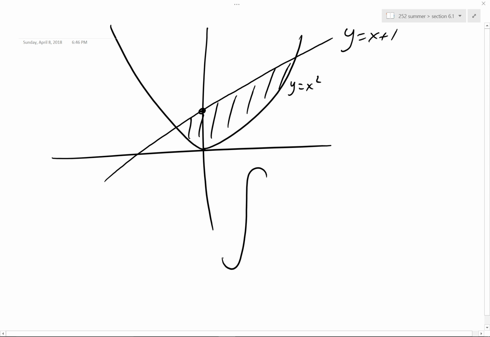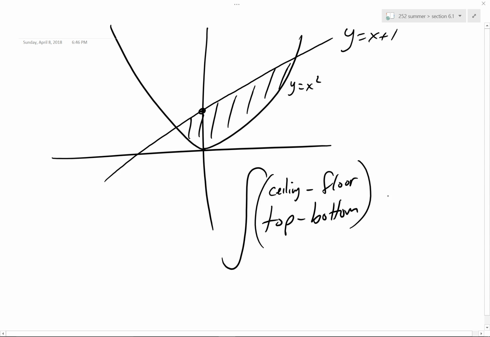Well, what I'm going to do, and I like to write this way, is take the top function minus the bottom function. Or if you prefer, ceiling minus floor. Ceiling minus floor, that's kind of how I like to write it. Whichever way you want to write it. Dx, and then you're going to go from wall to wall, where they intersect, unless you're told otherwise. And so that's how I do it. Ceiling minus floor from wall to wall. That's how I like to think about it.